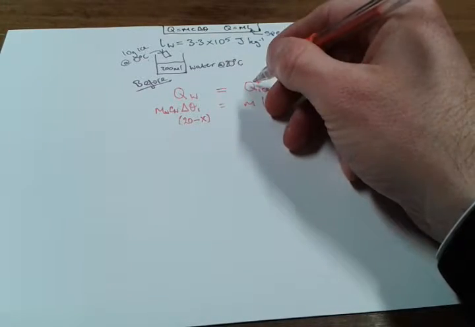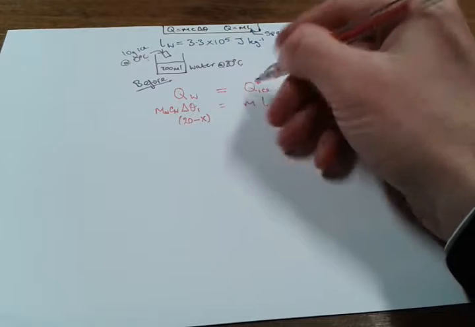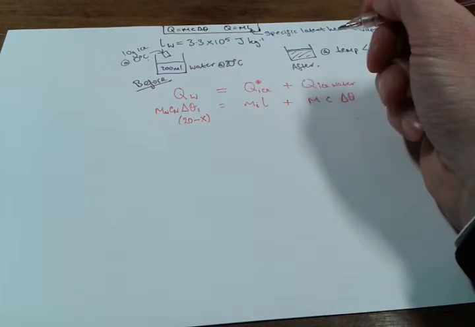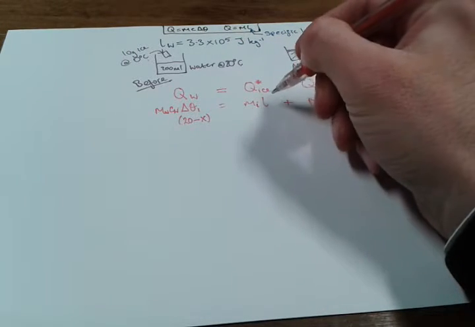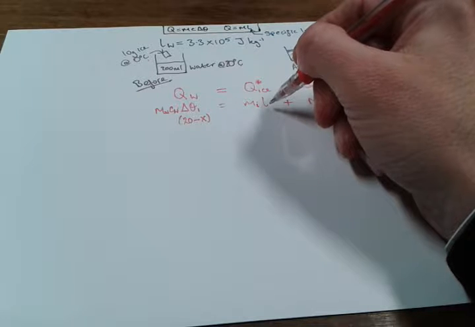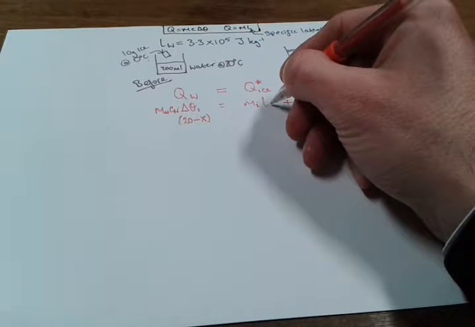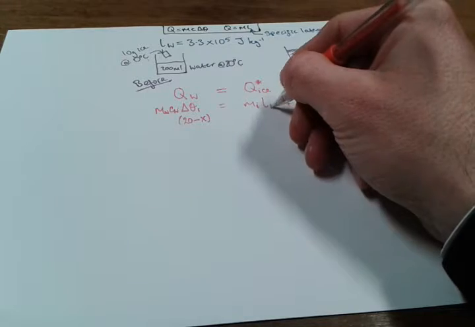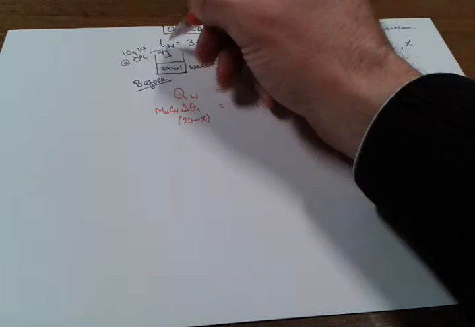M here is the mass of the ice. Now the mass of the ice is 10 grams, so we can put Mi for that. And L here is the specific latent heat of fusion of ice or water. So we can put Li there for that, which is Lw here, same thing.